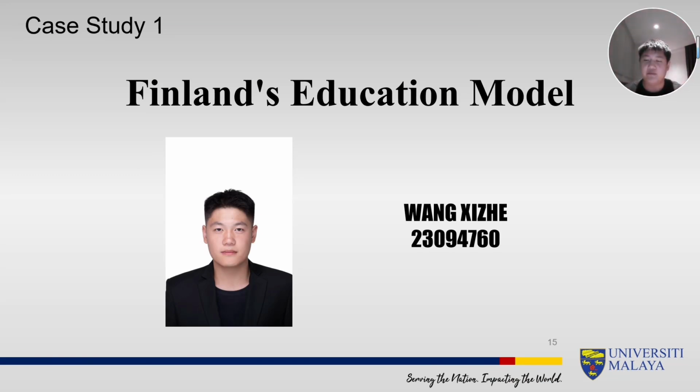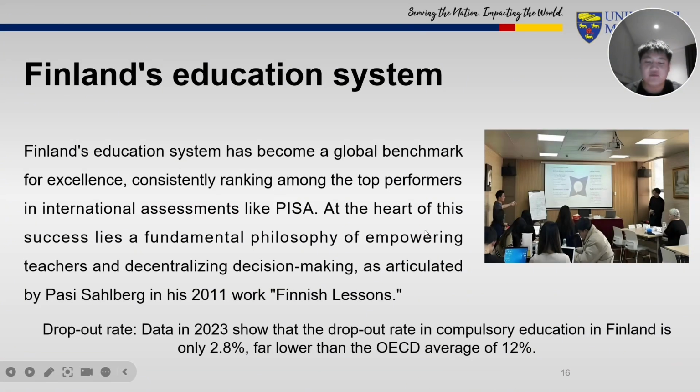Today, I would like to share with you the successful experience of the Finnish education model. Finnish education has achieved remarkable results internationally and often ranks among the top in the PISA test. Its dropout rate is only 2.8%, which is far lower than the OECD average of 12%. The core of the success of Finnish education lies in fully trusting teachers and decentralized decision making.